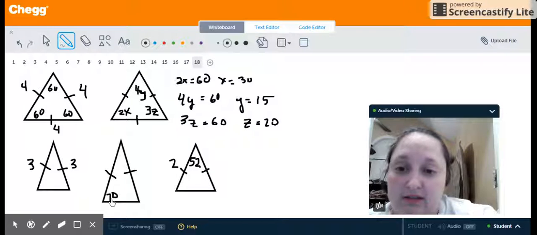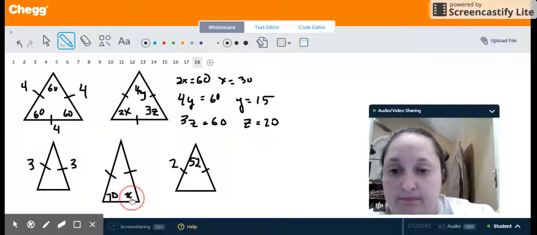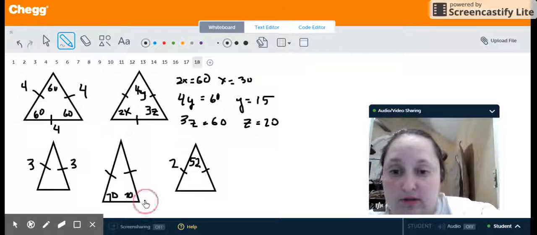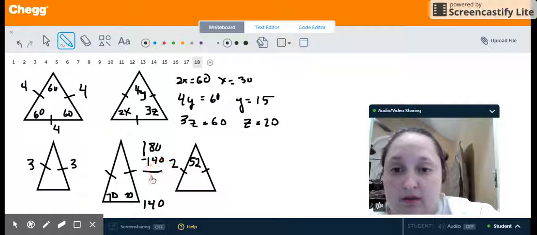But we know the base is 70, so that means the angle across from the congruent sides is also the same. So these base angles are both 70. Given that these are both 70, we can easily find this vertex angle by adding these two. 70 and 70 is 140. And we know that there are 180 degrees in the triangle. So 180 minus 140 is 40, which means the vertex angle at the top is 40.